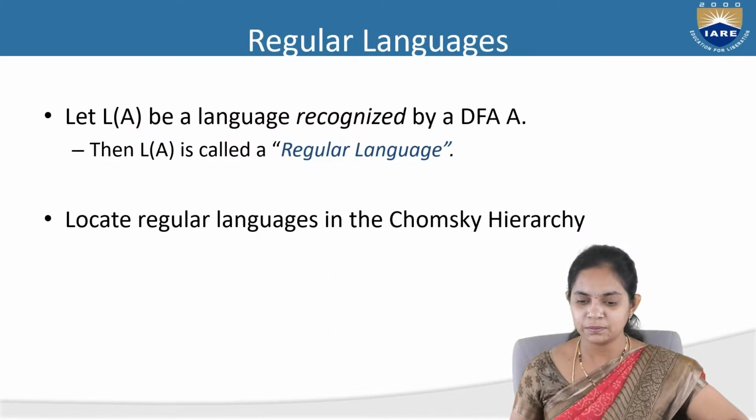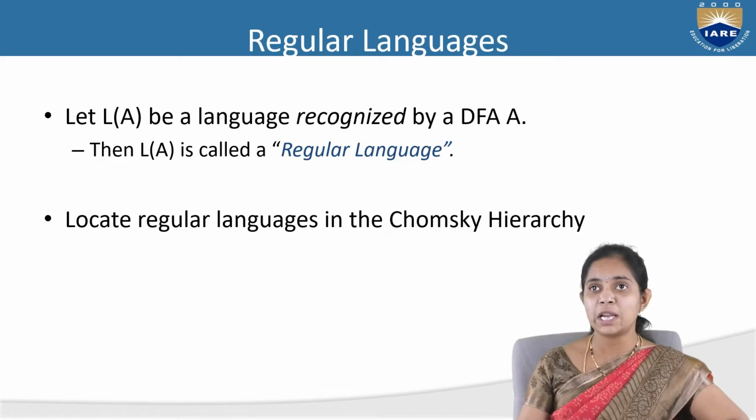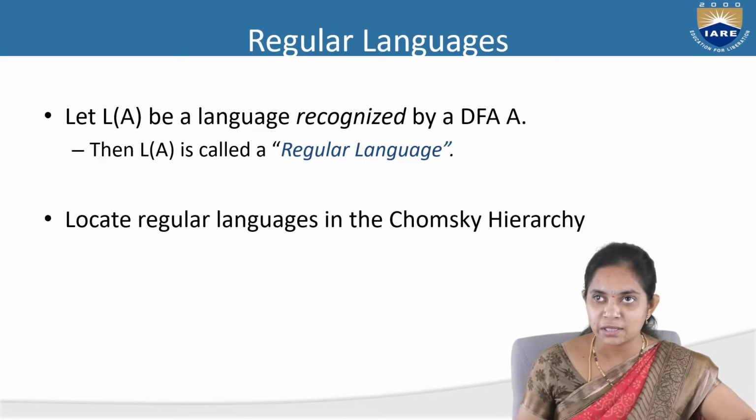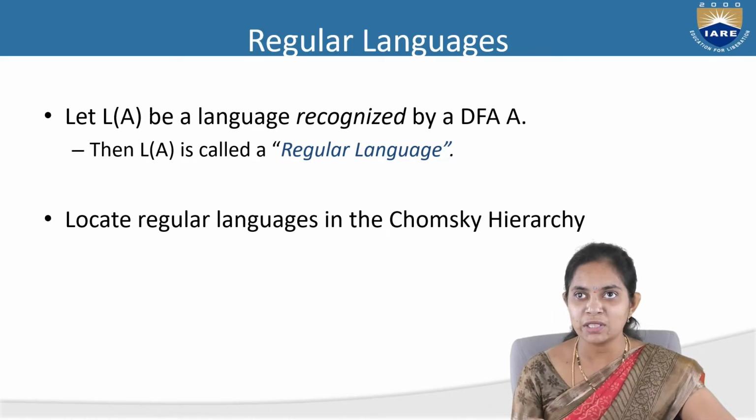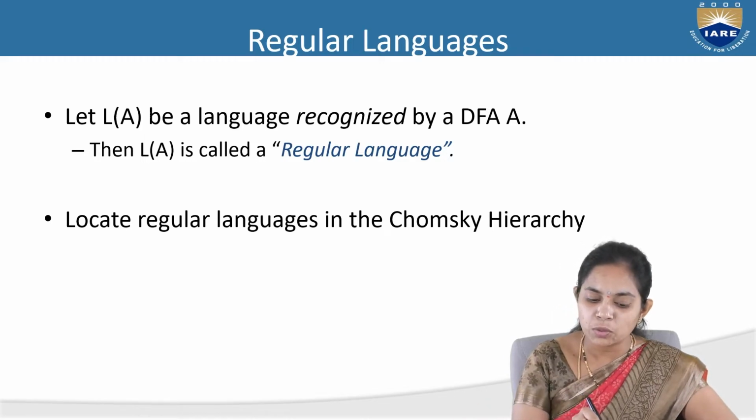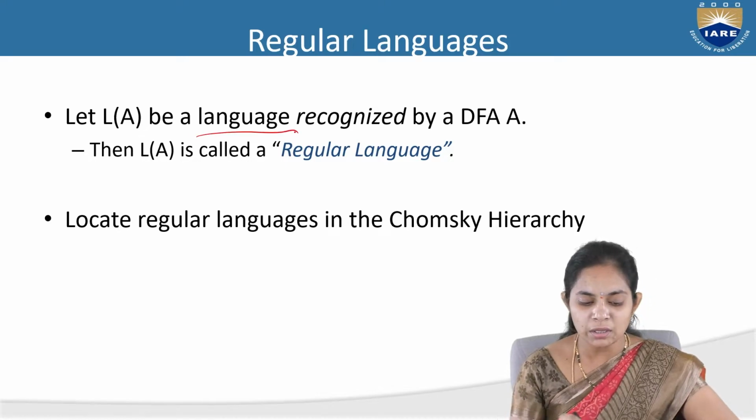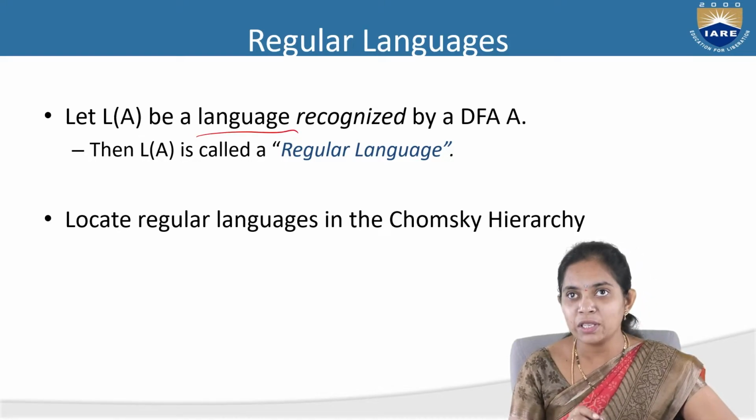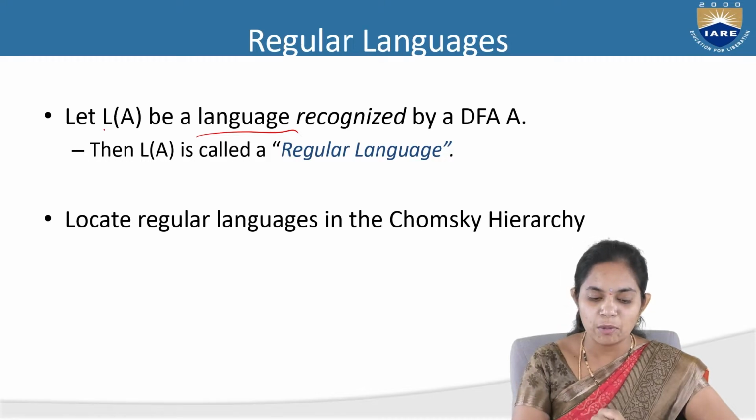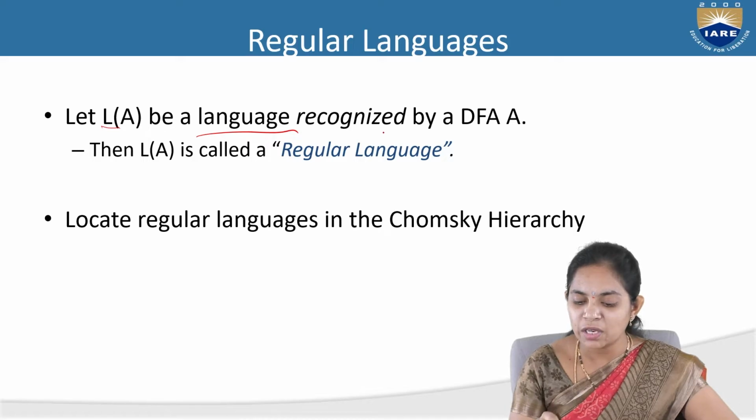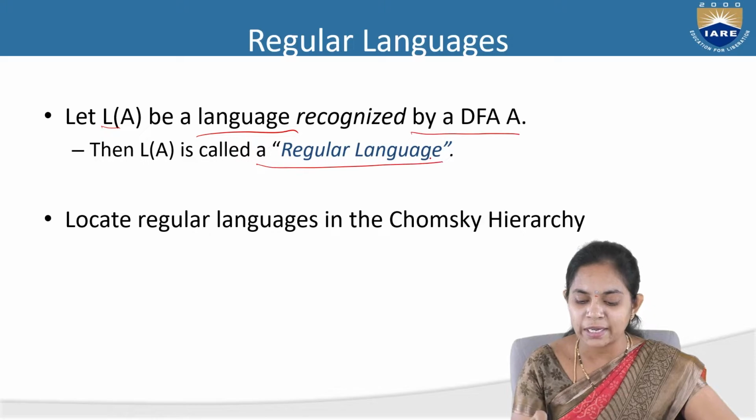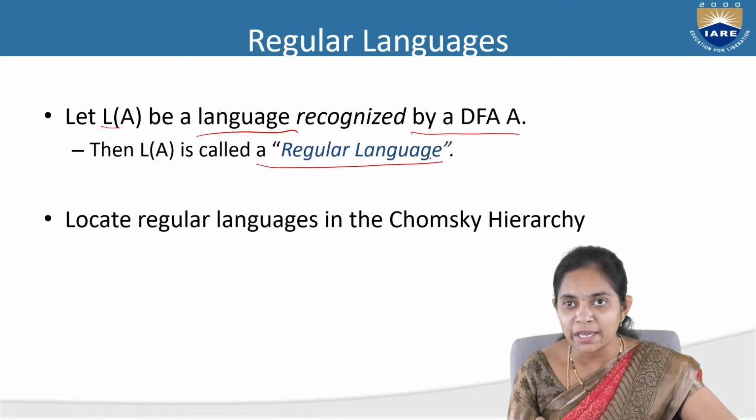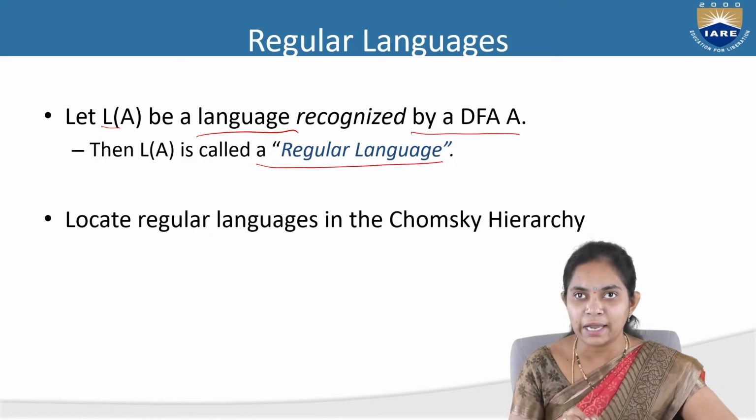And next, which language is going to be recognized by this DFA? The deterministic finite automata recognizes only some languages. So what are those languages? We'll see. Let L(A), the language represented in the form of L notation, be a language recognized by a DFA. This is called a regular language. The languages which are recognized by the DFA are called regular languages.